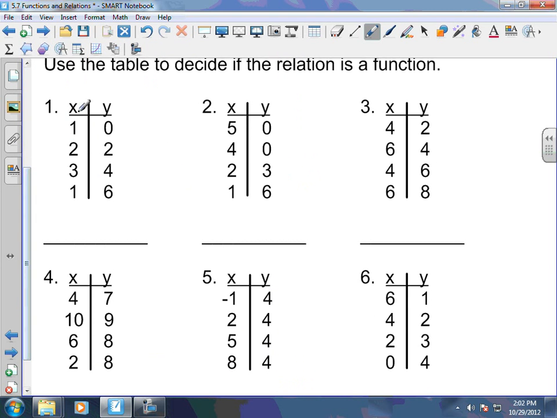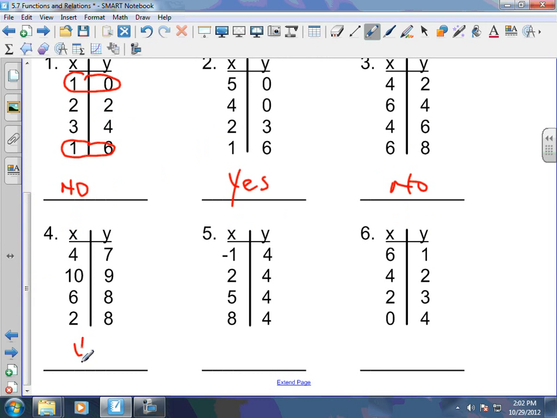Same thing if I have tables. Is number 1 a function? No, because it tells me 1 for x equals 0, and then it says, oh yeah, and 1 can equal 6. Cannot be a function. Is number 2 a function? Yes. Is number 3 a function? No. Is number 4 a function? Is number 5 a function? Yes, it is. -1, 2, 5, 8. Is number 6 a function? Yes. I'm just looking at the x's. Only look at the x. You cannot have repeaters. No repeaters. All your x's have to be different.